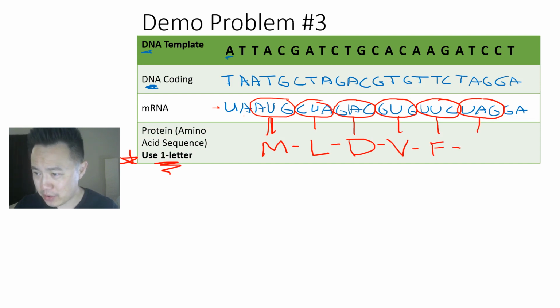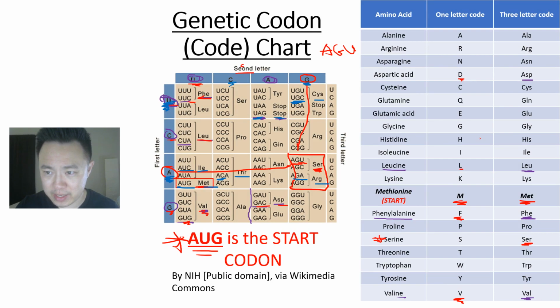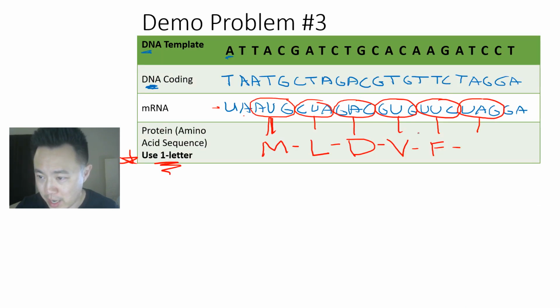The last one here is UAG. What's that? Let's see here. U, A, and G. That means stop. I'm just going to go ahead and write stop for completeness, but you're technically not supposed to write that. All right. So that is our demo for number 3.